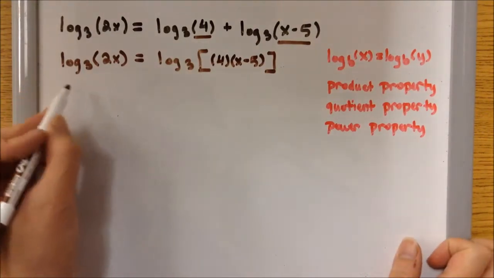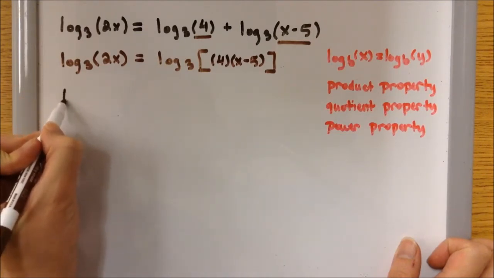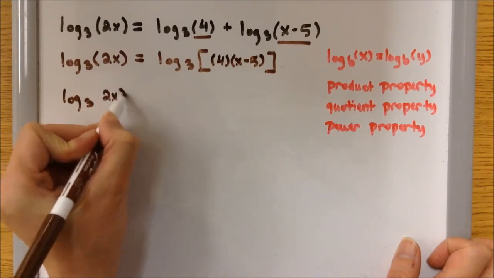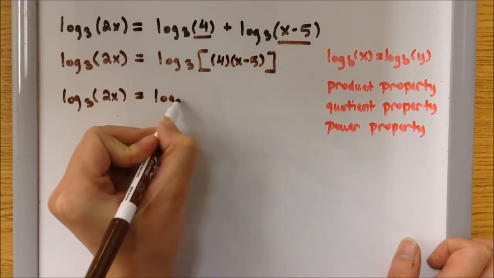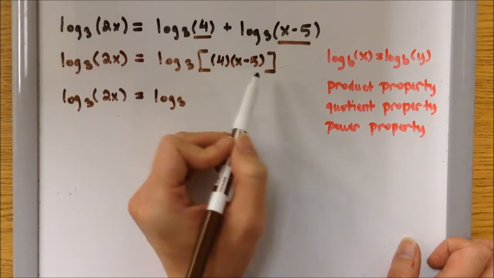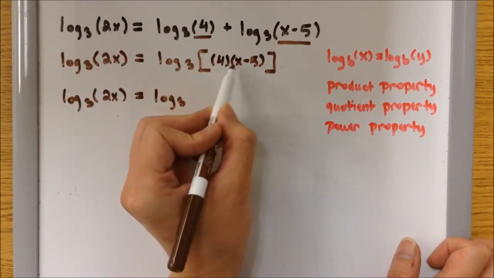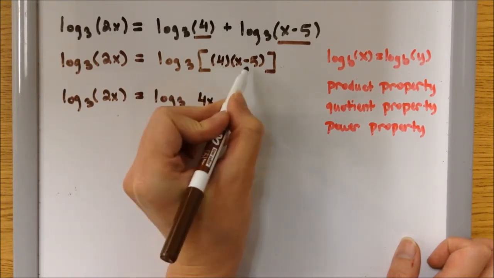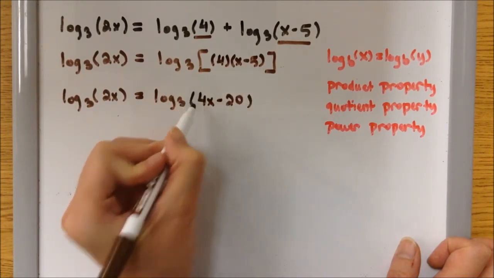So again, I'm not doing anything to the left side, so I'm bringing it down. Then I'm bringing down the log. And again, I'm multiplying only inside the log. So 4 times x minus 5, distributing the 4, so 4 times x is just 4x. And then 4 times minus 5 is minus 20. There we go.